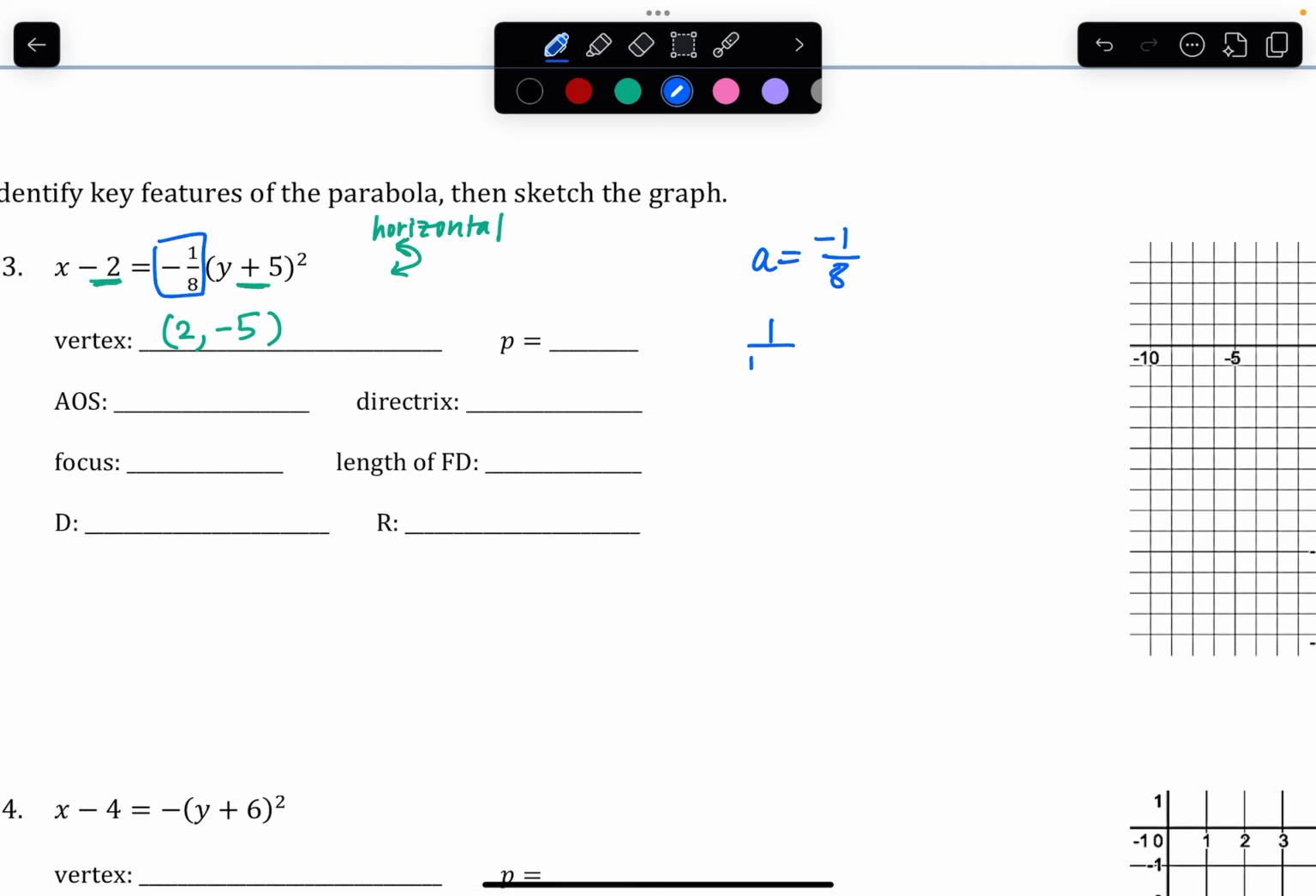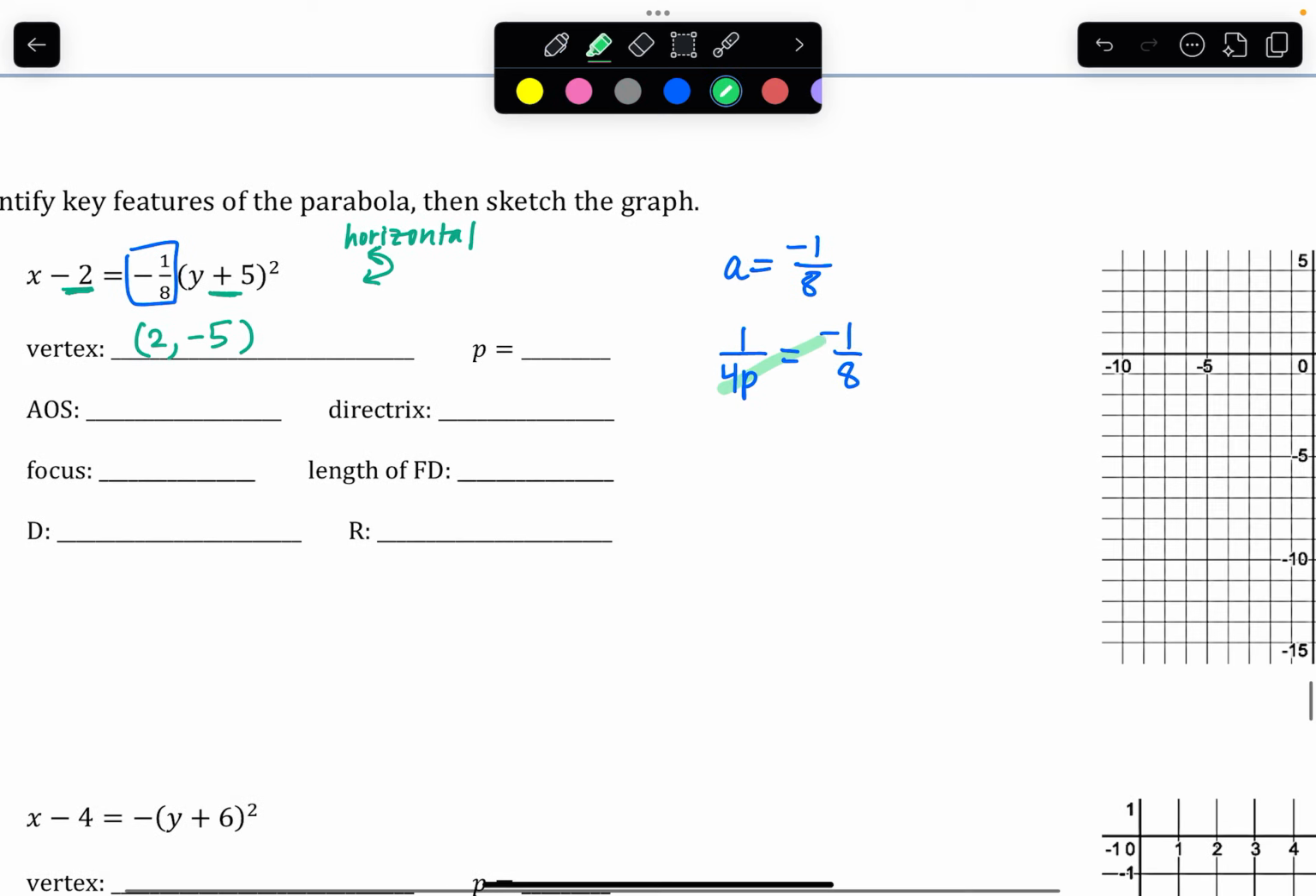And so that means 1 over 4p is equal to -1 over 8. We can cross multiply this, so 4p times -1 is -4p, and then 1 times the 8 is just 8. Divide both sides by -4. We get p equals -2.